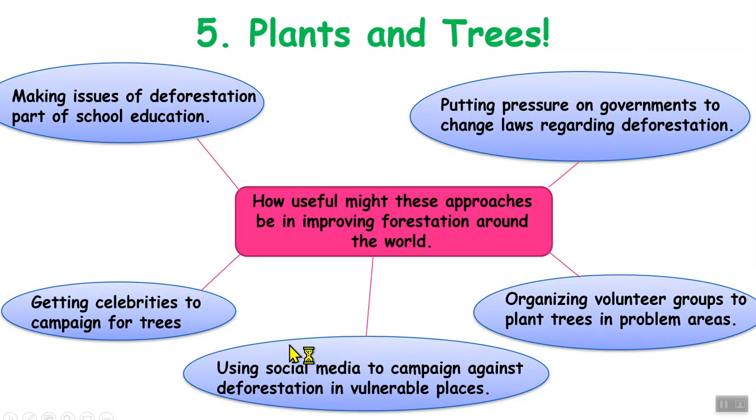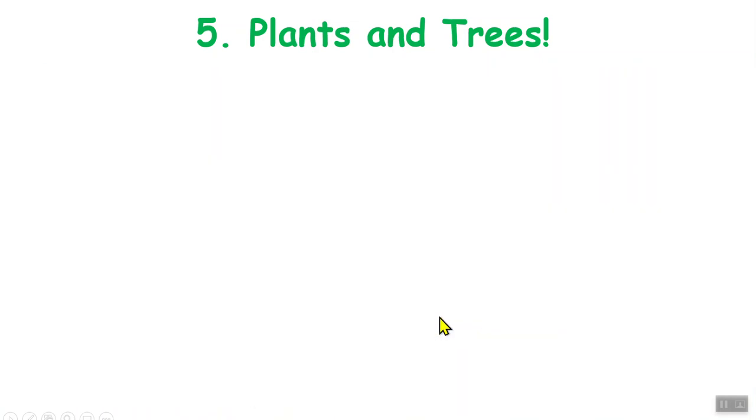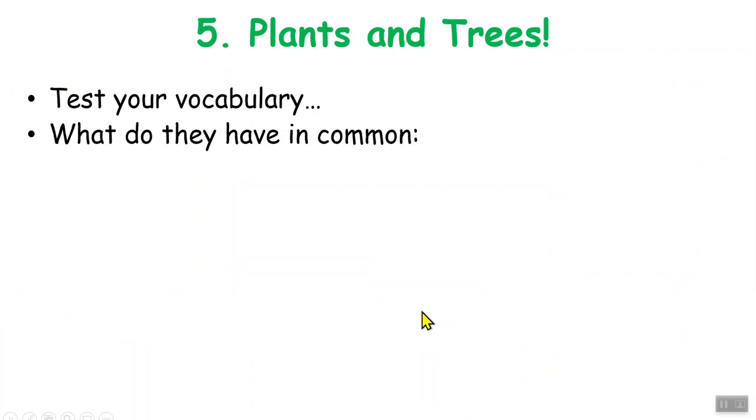Okay, this is a typical CAE question where in pairs you have to discuss each of these, and this is the task. How useful might these approaches be improving forestation around the world? So go through each of these, we'll discuss it, and then usually at the end you have to decide which one could be the most effective. So I think I won't go into too much detail here. So we'll carry on.